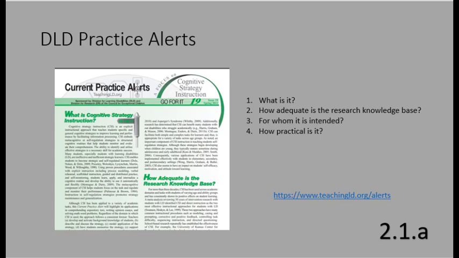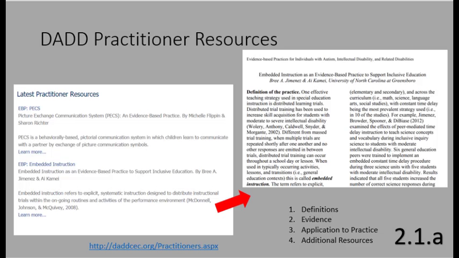First, the Council for Exceptional Children's Division for Learning Disabilities offers current practice alerts for an array of topics. The alerts are succinctly written and answer questions such as what is the practice, how adequate is the research base, for whom is the practice intended, and how practical or easy to implement is it. 2 categories exist, a green go for it and a yellow use caution category.